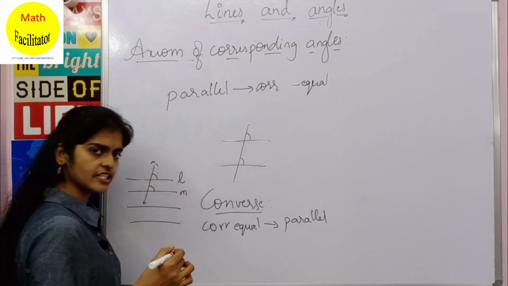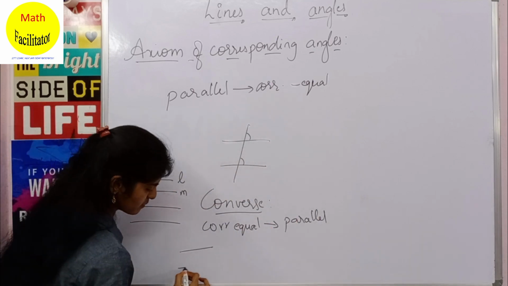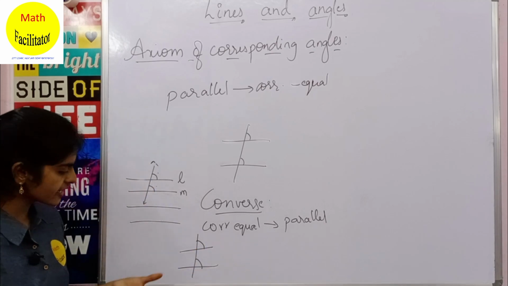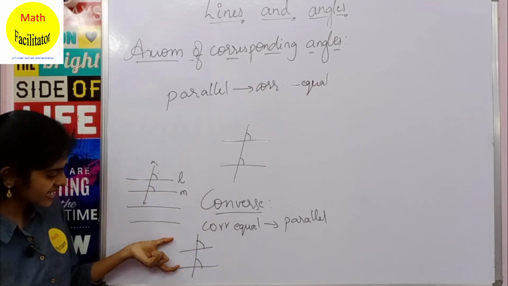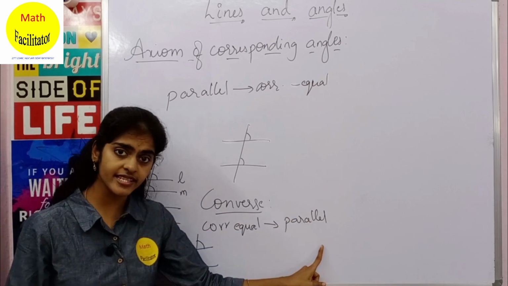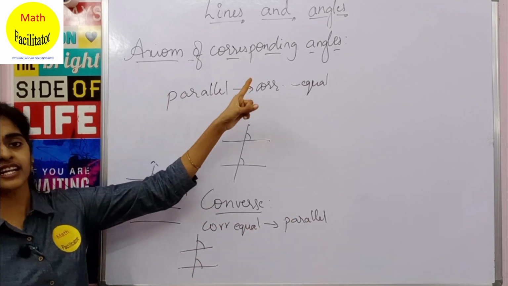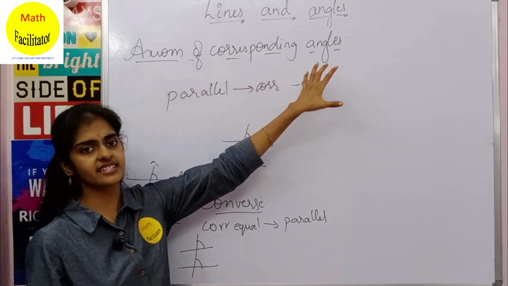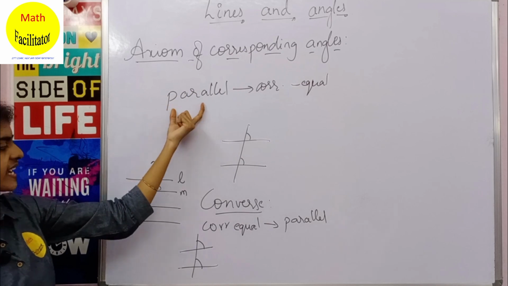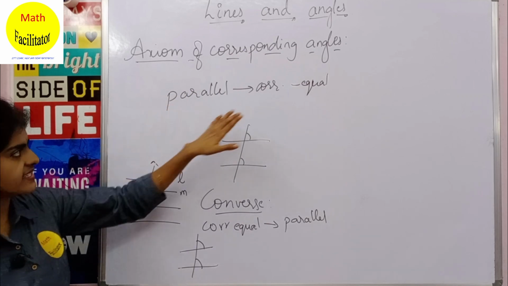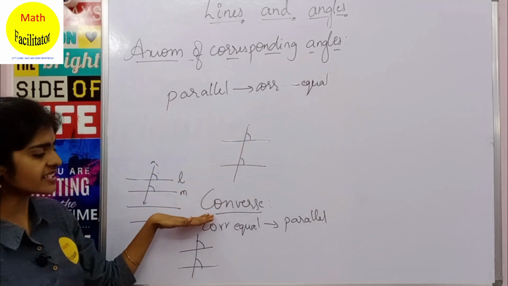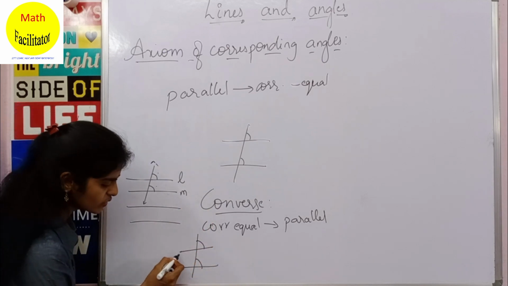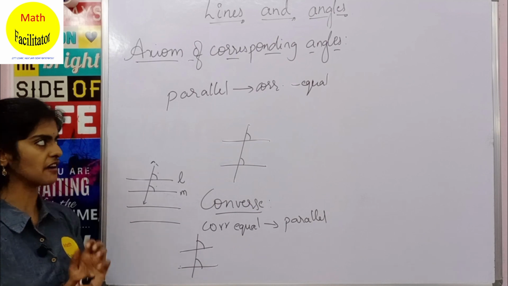Clear? Suppose in your questions you have two lines and it is given that these two angles are equal. Now what can you say about these two lines? You will say that these two lines are parallel, using the converse of the corresponding angles axiom. So the axiom of corresponding angles tells you that if two lines are parallel, the corresponding angles are equal. The converse tells you that if corresponding angles are equal, then you can say that these two lines are parallel. So you have to remember this.